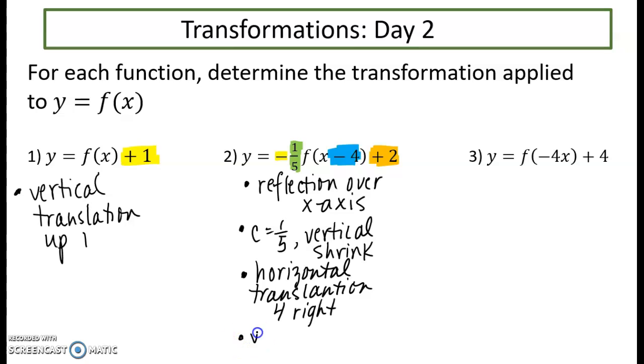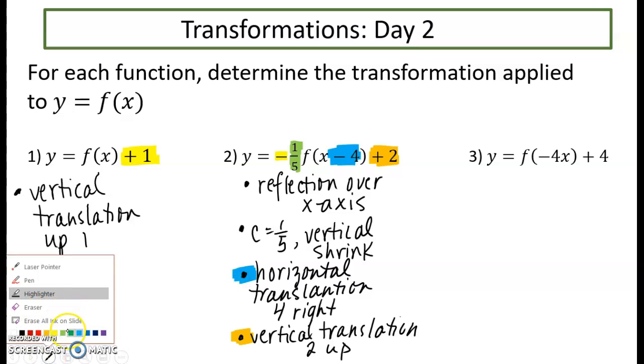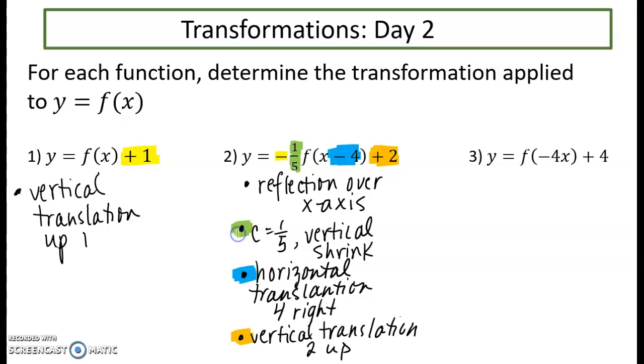The +2 on the outside means I'm sliding vertically. It's a vertical translation, and I'm going 2 units up. So every single thing that is in addition to just the y and the f of x, you have to understand that that tells me some type of transformation that's happening. So green was that one, and then yellow.